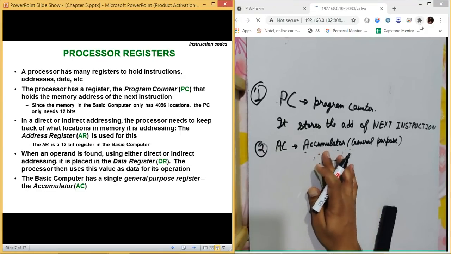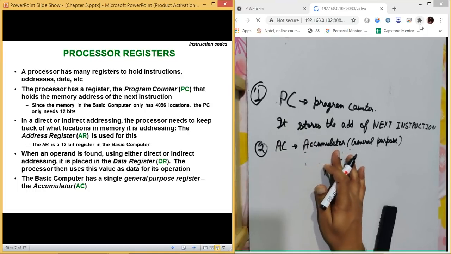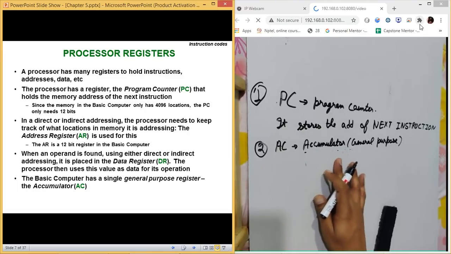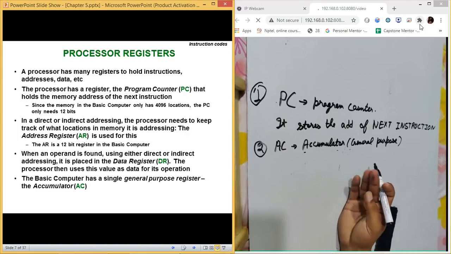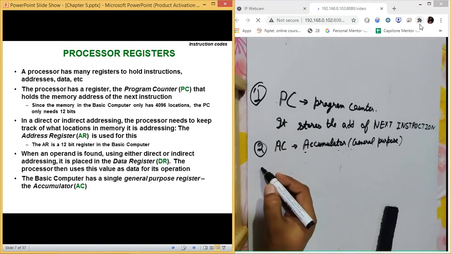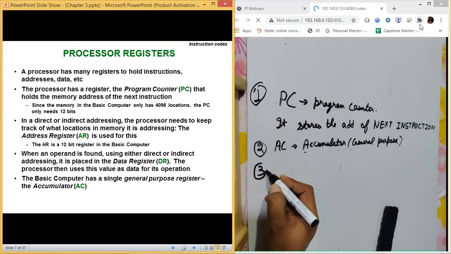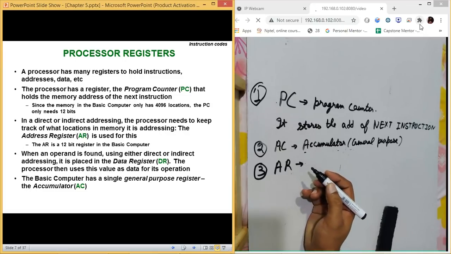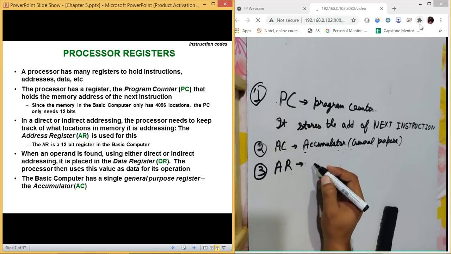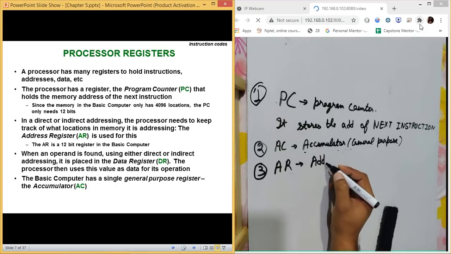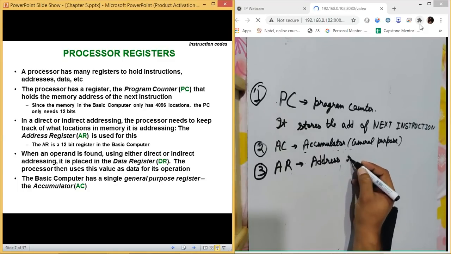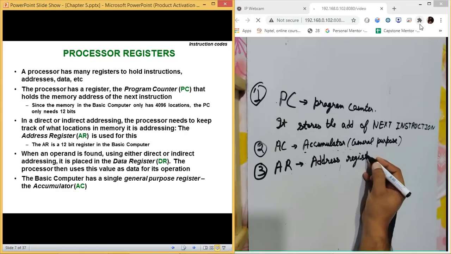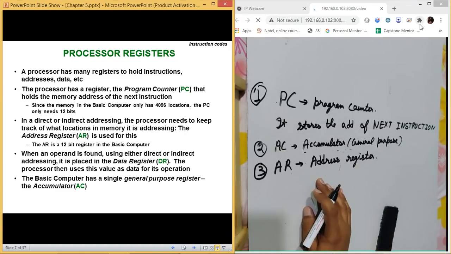Whenever you are going to perform any type of calculations, the accumulator will be used. So the accumulator is a general purpose register. After this we have AR, the address register. Now this address register is going to store the address inside your computer.